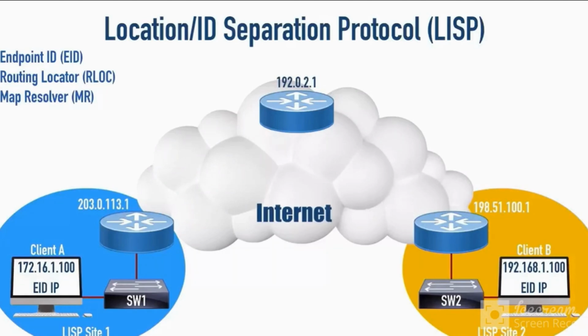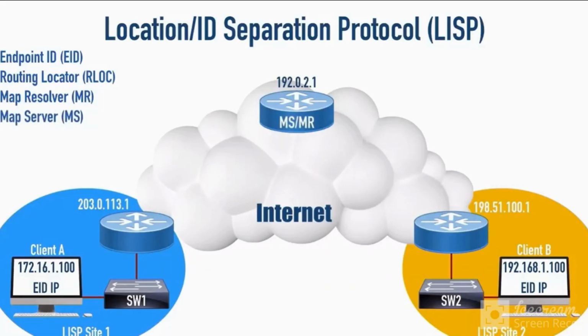In this case, let's say that client A wants to talk to client B. Client B is currently at LISP site 2, and client A is at LISP site 1. And that server at LISP site 2, it's got an IP address of 198.51.100.1. Well, that's going to be the address of the routing locator. That's where we need to point traffic to get to client B. And the way the map resolver knows that client B lives at that address is that the router at LISP site 2 registered that information with a map server.